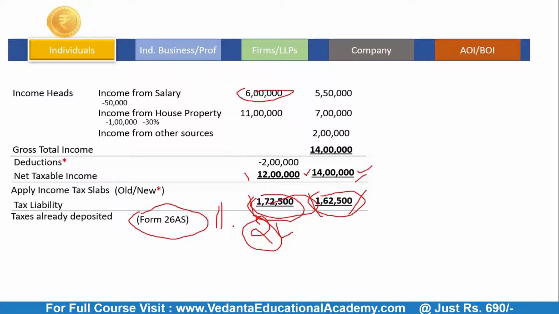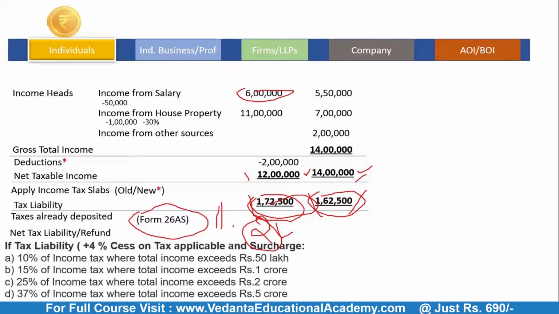If the taxes already deposited are less than the tax liability, then you need to pay the remaining liability to the government. And on these tax liabilities we need to apply 4% cess, and moreover a 10% surcharge on the income tax where the total income exceeds 50 lakhs. Now the person's income is 12 lakhs and 14 lakhs. As the income does not exceed rupees 50 lakhs, we don't need to charge any surcharge.